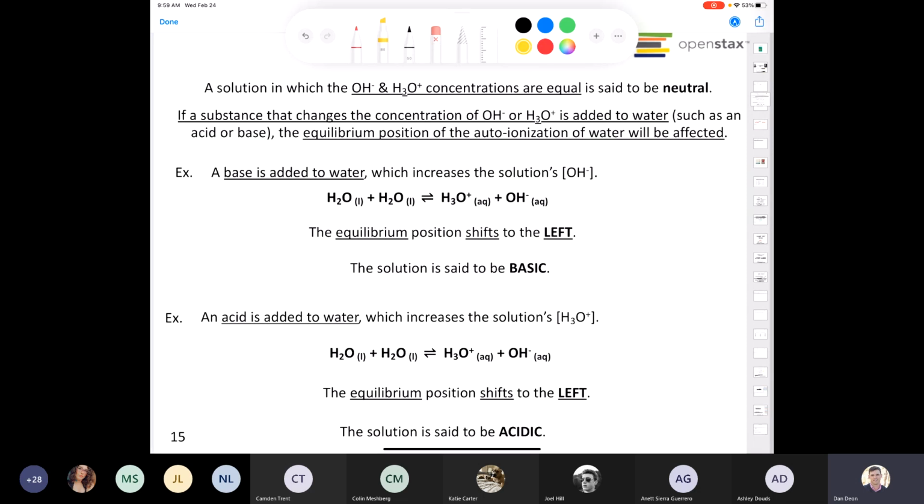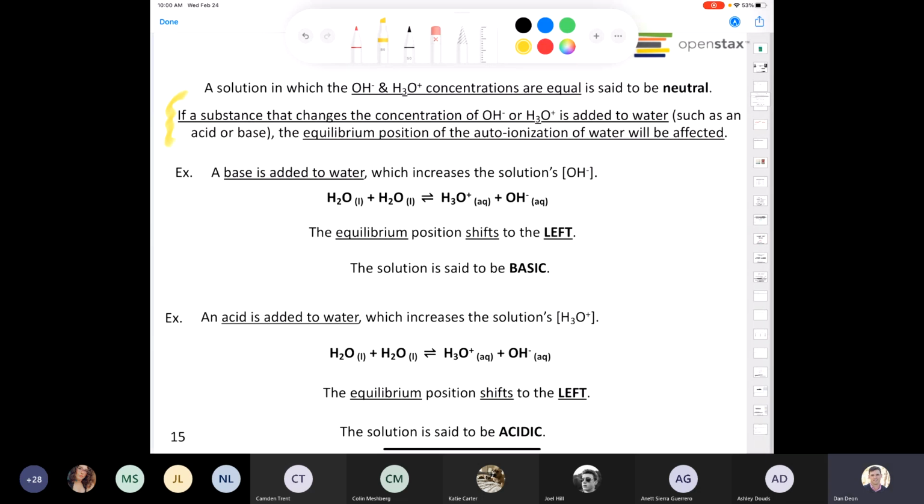So what's going to happen? And this is where you really have to apply the skills that you learned when we studied Le Chatelier's principle in the last chapter. If a substance that changes the concentration of hydroxide or hydronium is added to water, like an acid or a base, you're going to affect the equilibrium, aren't you? Right? And then the autoionization of water is going to be affected. Not the Kw, but the concentration of hydroxide and hydronium, right? Kw is a constant. So let's see what happens here.